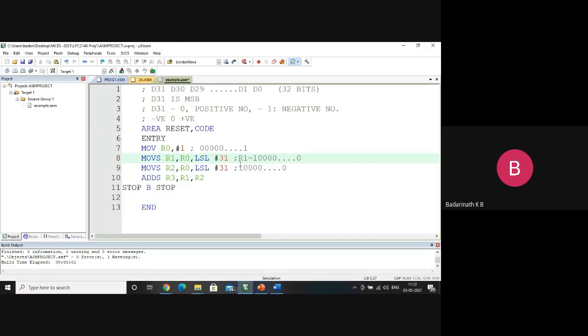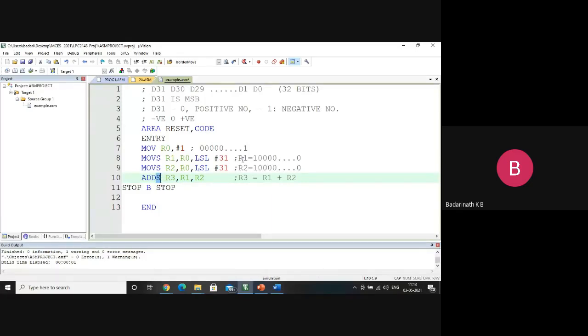Now this represents R2, which is equal to this number. Now I am producing an answer of these 2 numbers by adding in R3. R3 equals R1 plus R2. So I am adding these 2 numbers and putting the result in R3, but also asking for the flags to change.